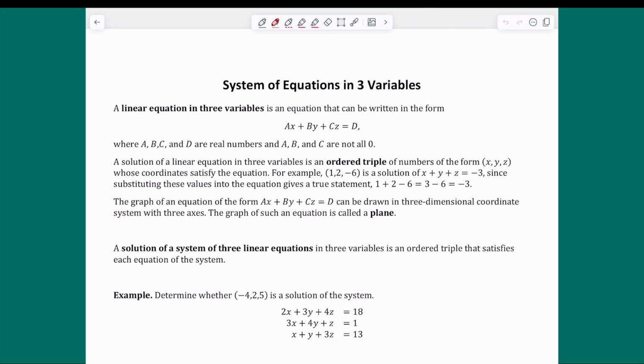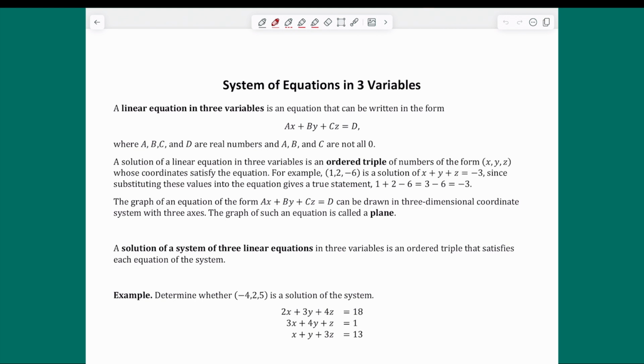Okay, so in this video we're going to talk about systems of equations in three variables. A linear equation in three variables is an equation that can be written in the form ax + by + cz = d, where a, b, c, and d are real numbers, and a, b, and c are not all zero. A solution of a linear equation in three variables is an ordered triple of numbers of the form (x, y, z) whose coordinates satisfy the equation.